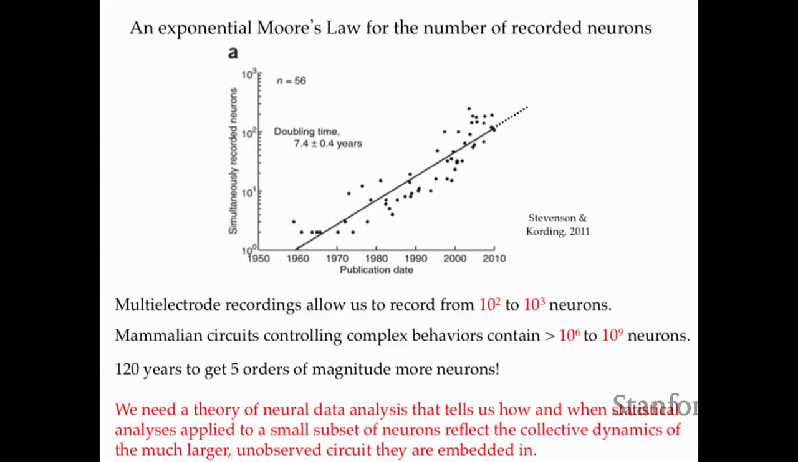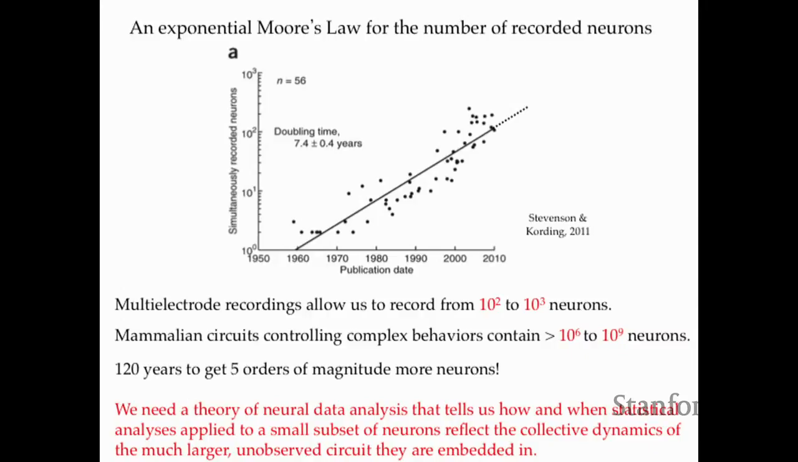And so what we need is a theory of neural data analysis that tells us how and when statistical analyses applied to a small subset of neurons reflect the collective dynamics of the much larger unobserved circuit in which they're embedded. So that's the question we'd like to address.